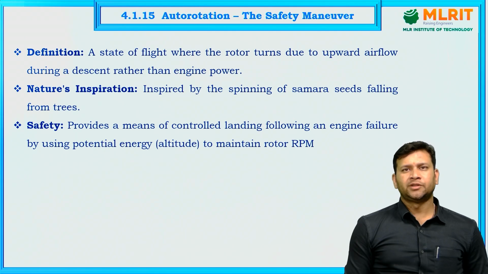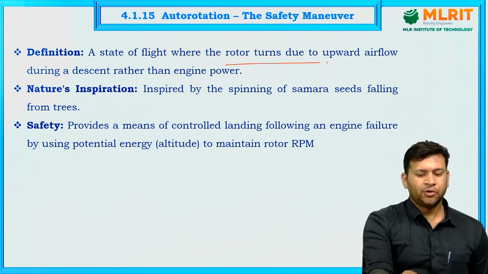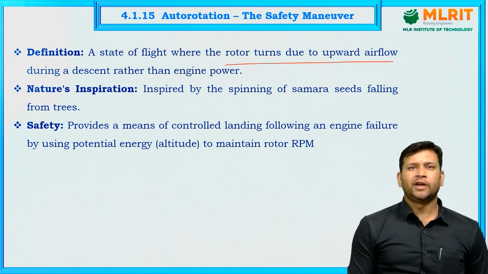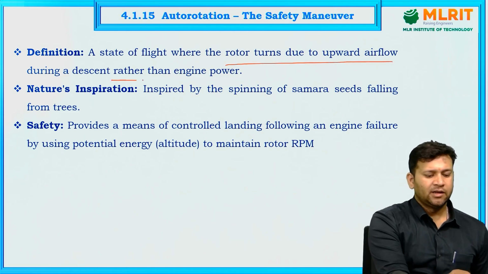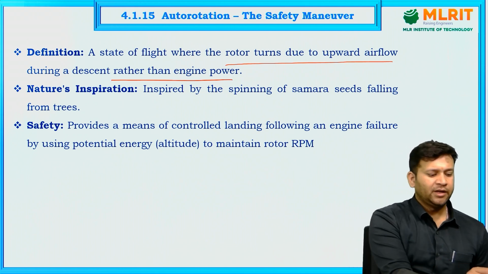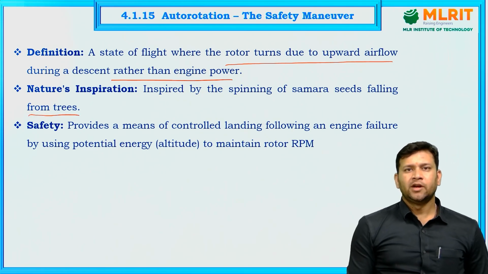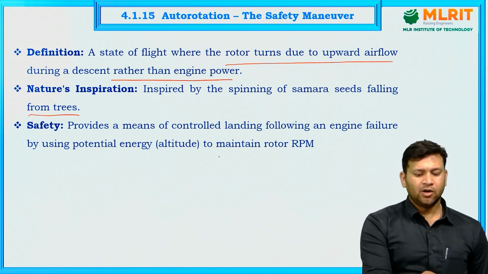Autorotation, which is a safety maneuver, is a state of flight where the rotor turns due to upward airflow during a descent rather than engine power. It is inspired by the spinning of samara seeds falling from the trees. It provides a means of controlled landing following an engine failure by using potential energy to maintain rotor RPM.